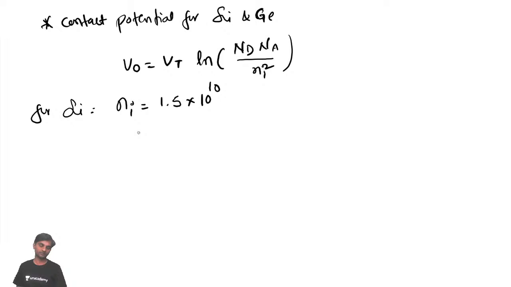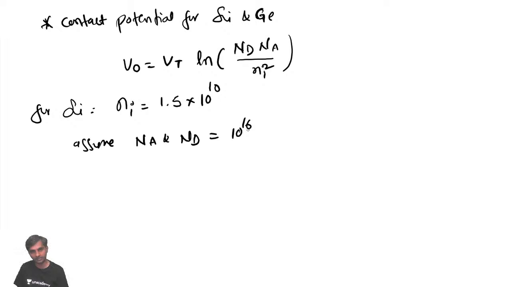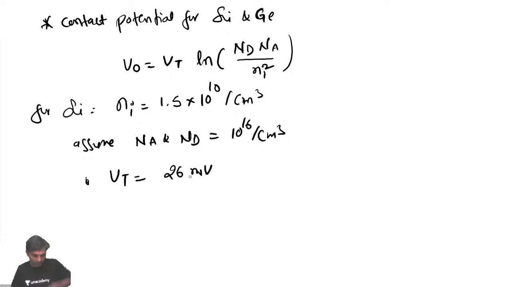Many times we have discussed this. Then assume Na and Nd, both of them, are equal to 10 to the power of 16 per centimeter cube. And Vt, let's assume, is going to be 26 millivolts. Then what will you get?